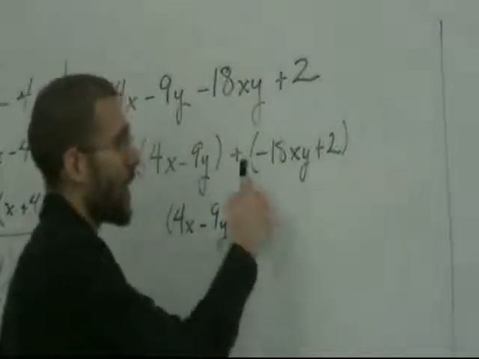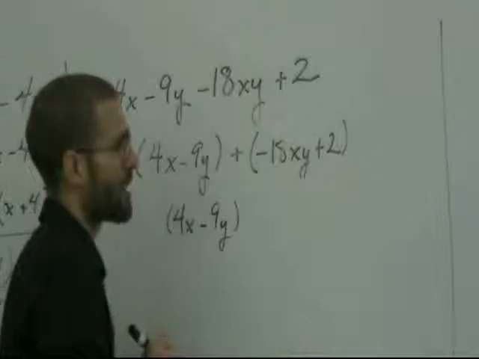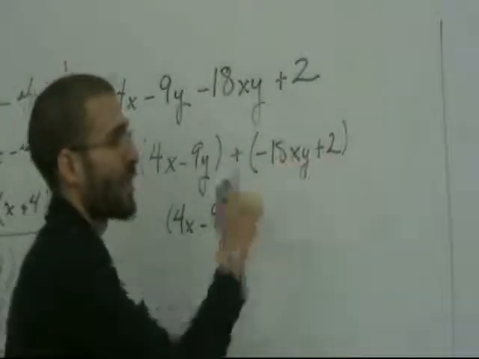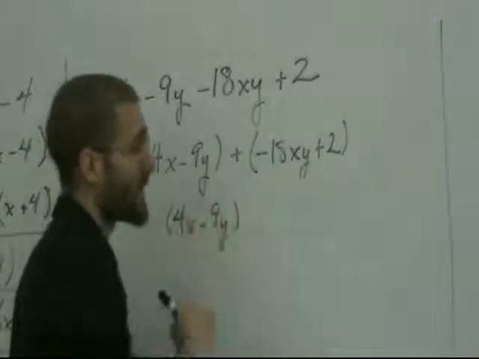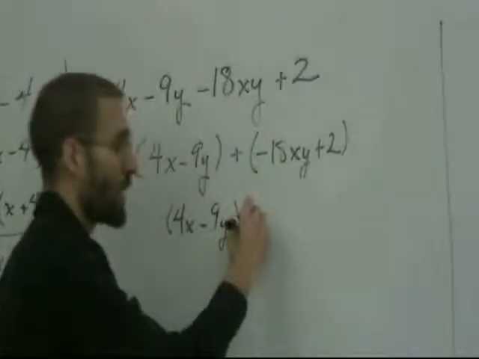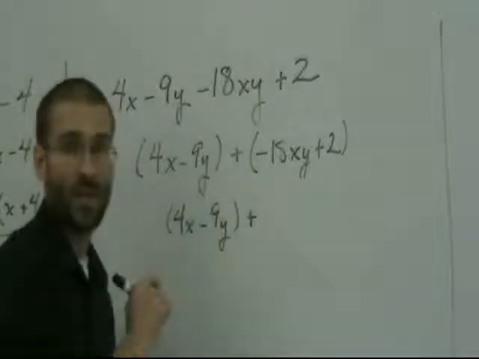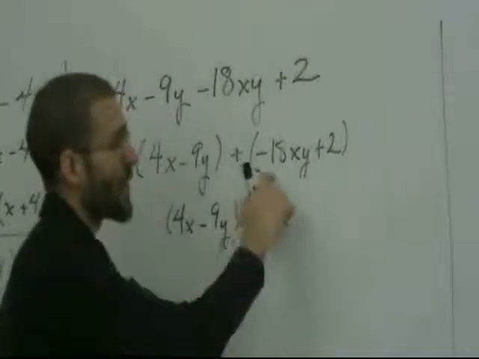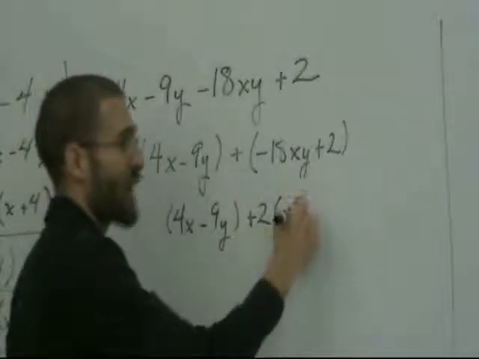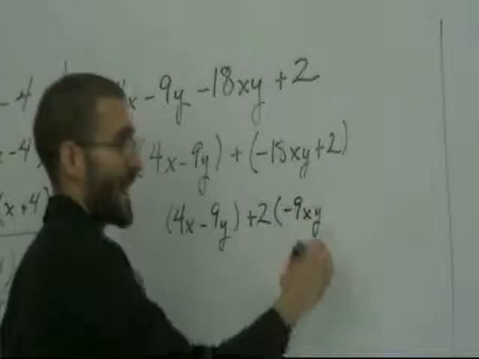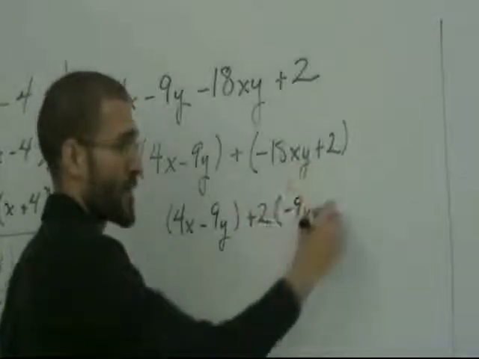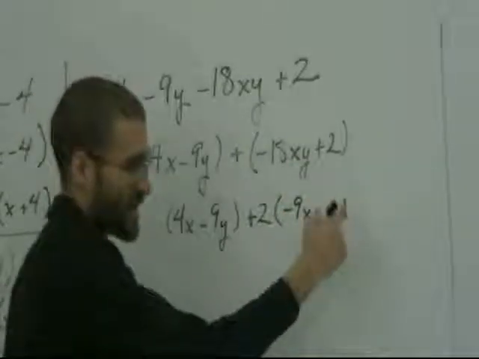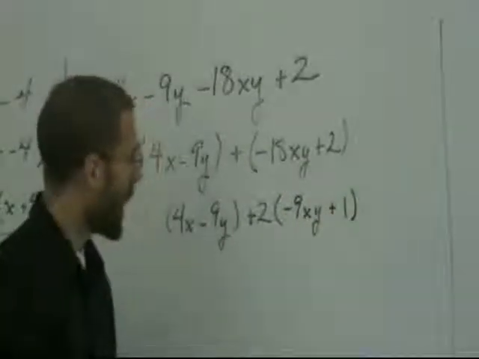On the other hand, on this portion of the factorization problem, I see a minus 18xy and a plus 2. Both of those are evenly divisible by 2. So I can pull out either a plus 2 or, if I really wanted to, a minus 2. So let's just try a plus 2 for right now. When I factor out a plus 2, I'll be left with negative 9xy. And when I factor out the plus 2 from plus 2, I'll be left with 1. Because remember, you're doing a division. 2 divided by 2 gives you 1 as your answer.